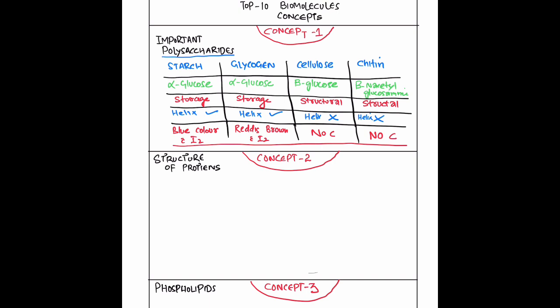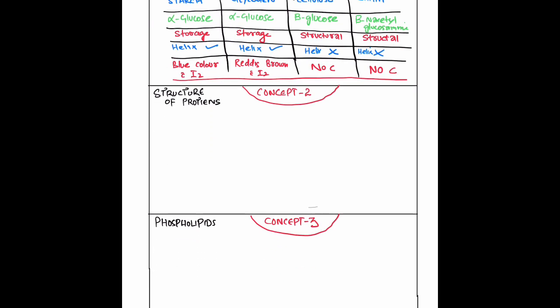In 2023 NEET, it was asked about cellulose: does it form helix? No. Does it give any color? No. So now we have to discuss the second concept, which is about the structure of proteins.